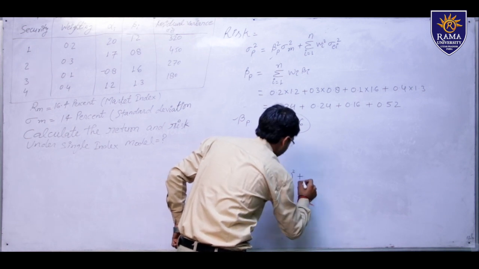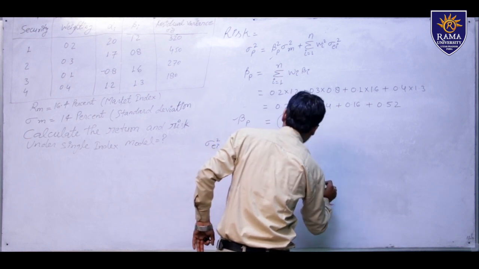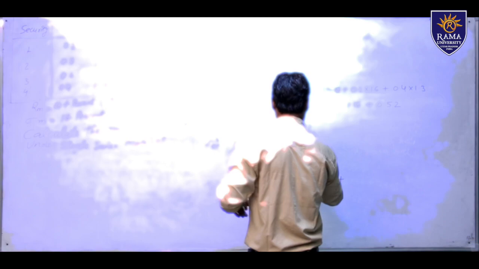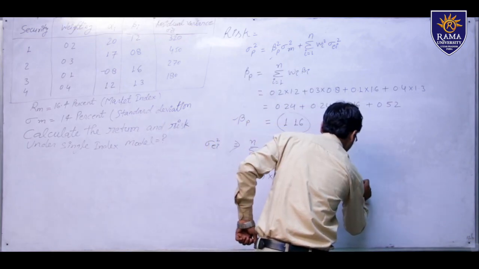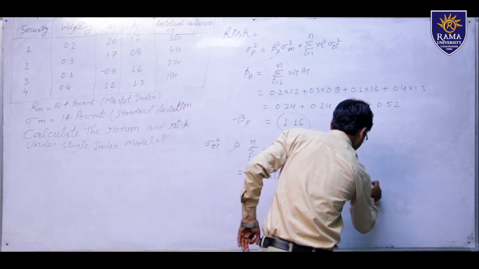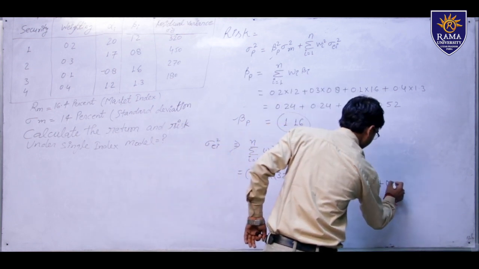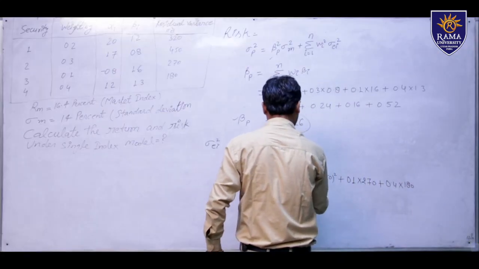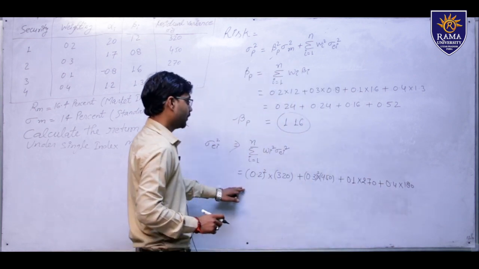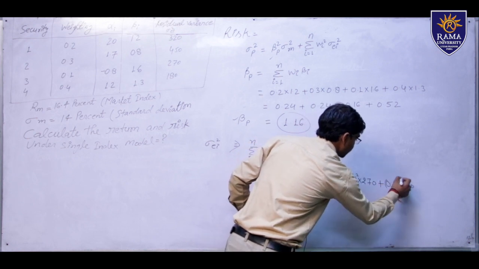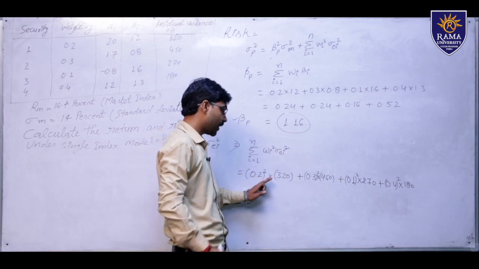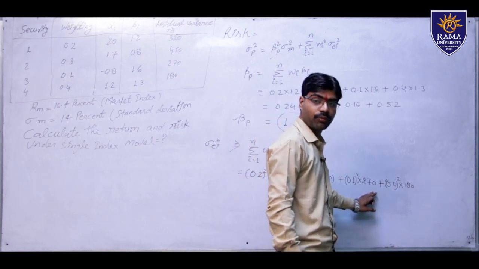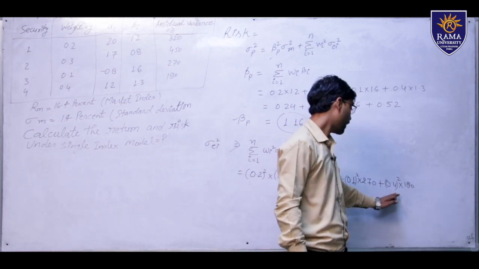So 0.2 whole square into 320 plus 0.3 whole square into 450 plus 0.1 whole square into 270 plus 0.4 whole square into 180. Now we will calculate all the values of these multiples.